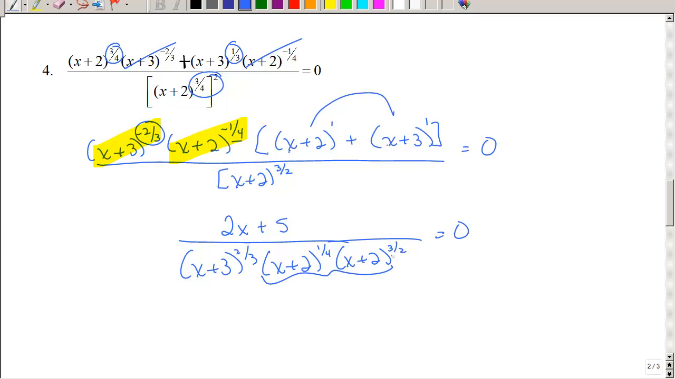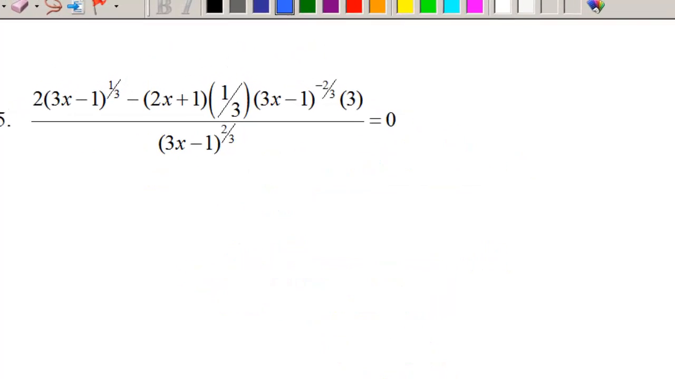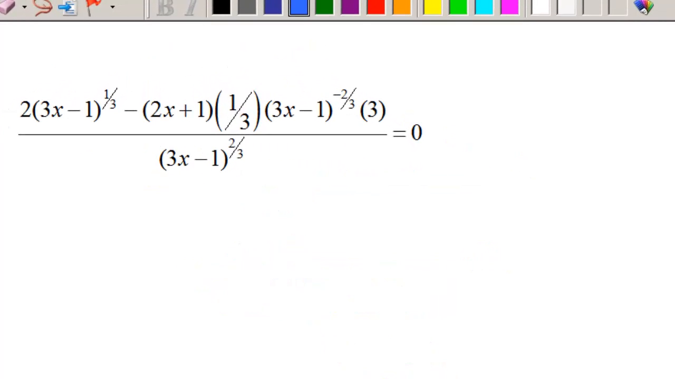Now you could put those together, but since we're just solving for when this equals 0, when does a fraction equal 0? Only when the numerator equals 0. So I have 2x plus 5 equals 0, so x is negative 5/2.